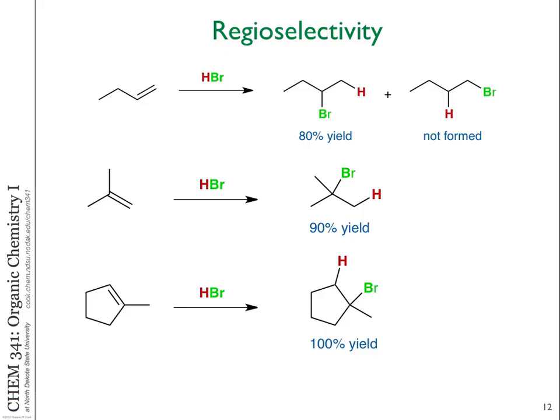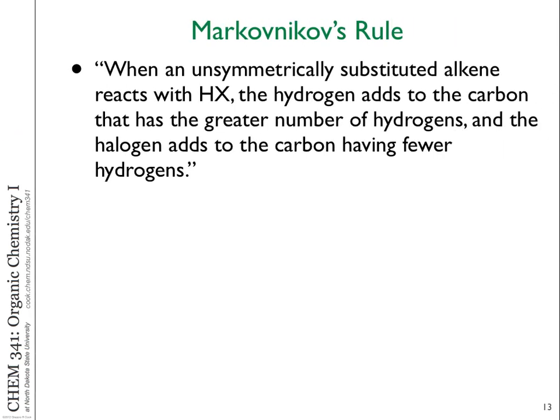We always go with the lowest energy pathway possible when we have a choice. Well, this addition of hydrogen halide to a double bond was something that was studied by a chemist named Markovnikov, a Russian chemist. And he came up with a rule based on his observation that when you have an unsymmetrically substituted alkene, it reacts with hydrogen halide.